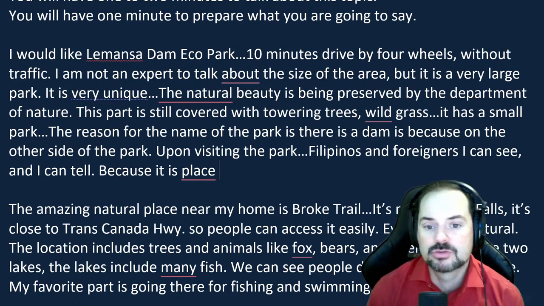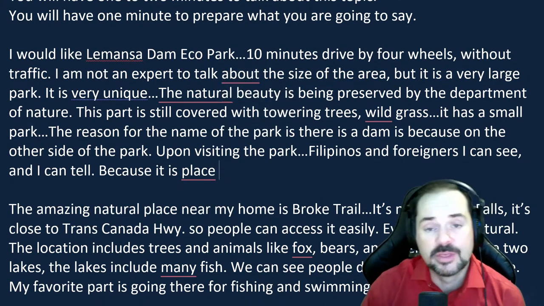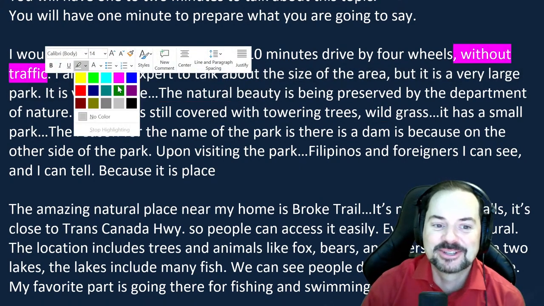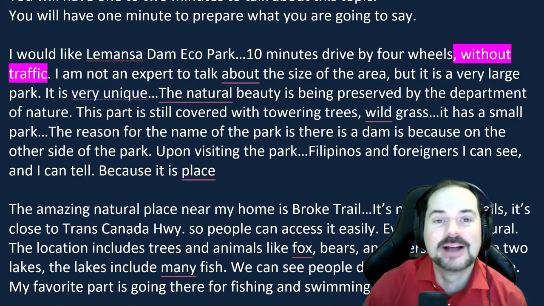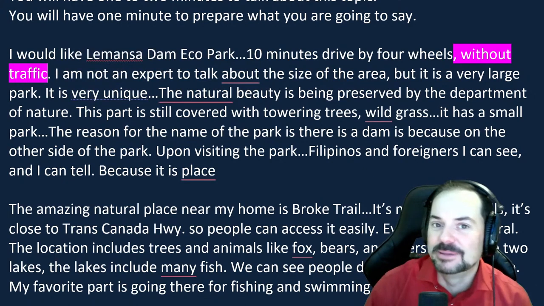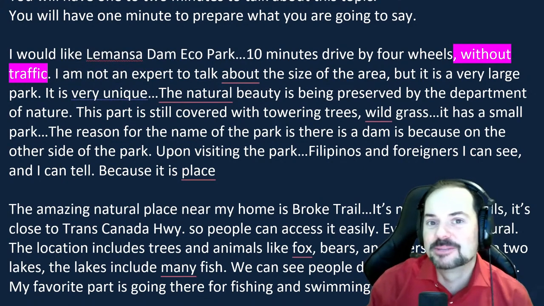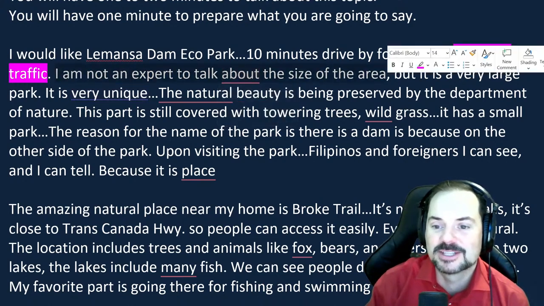But you have to control it. Like talking about things, going there without traffic. Why include that part, without traffic? It's not like I need to know with or without traffic. I'm the IELTS examiner, and probably I'm not going to drive to that park right after the exam. I know you're trying to be helpful for me to go there when there's no traffic, but it's unnecessary. And then after that, you say, I'm not an expert to talk about the size of the area.